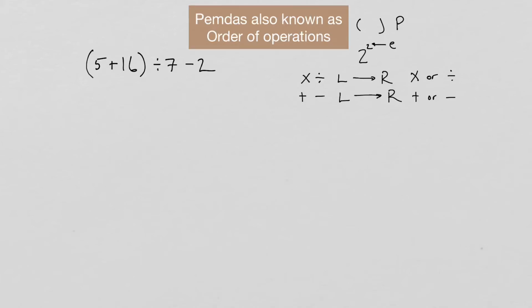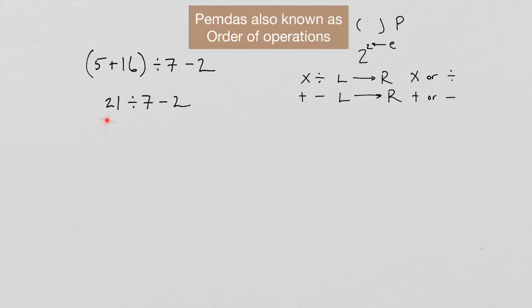Okay, once again, starting from the left and scanning to the right, we see we have parentheses. So that's the first thing we need to knock out, the parentheses. 5 plus 16 gives us 21. Then divided by 7 minus 2.